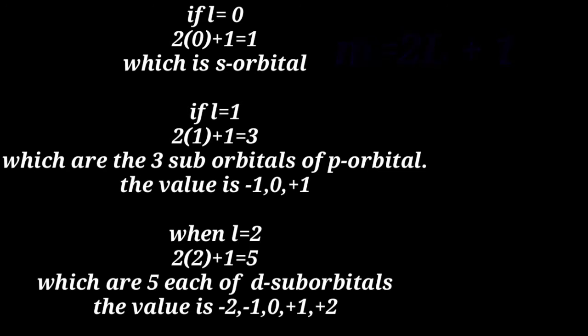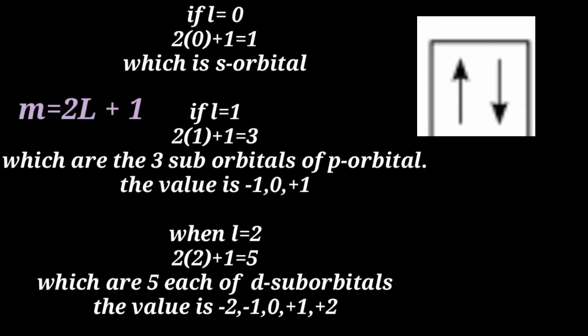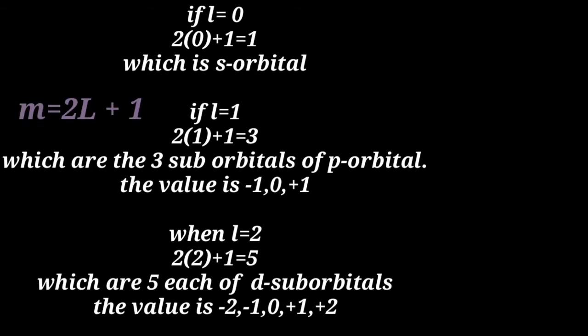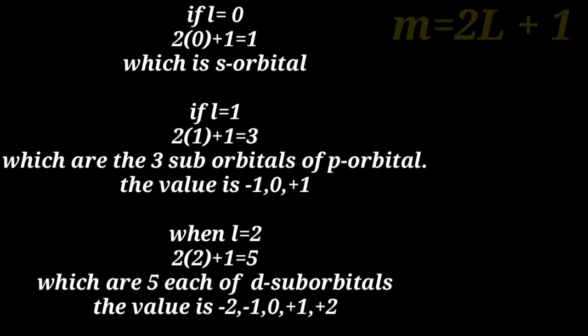Note, each suborbital can accommodate only a maximum of 2 electrons, which spin in opposite directions, one pointing up, the other pointing down. The maximum number of electrons for s is 2, that of p is 6, that of d is 10, and f is 14. But based on our level in chemistry, we only focus our attention on s, p, d. The f is mostly ignored.